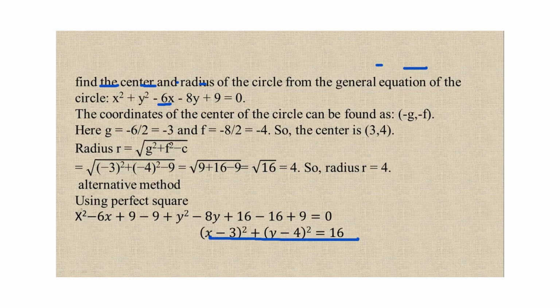x squared minus 6x plus 9 minus 9 plus y squared minus 8y plus 16 minus 16 plus 9, which equals (x minus 3) to the power of 2 plus (y minus 4) to the power of 2 equals 16. So simply, after converting the general equation to the standard equation, you can read the center and the radius of the circle.